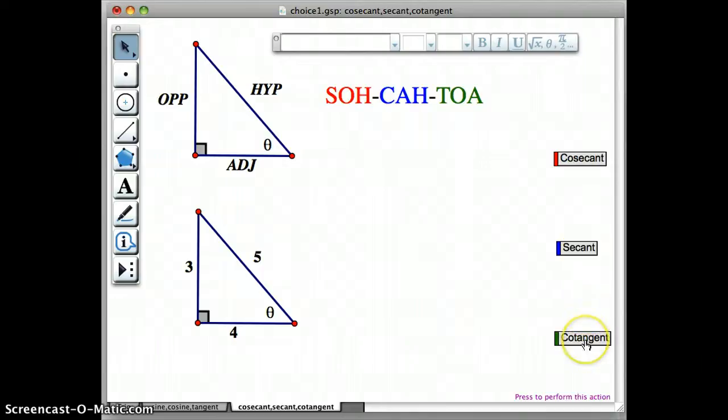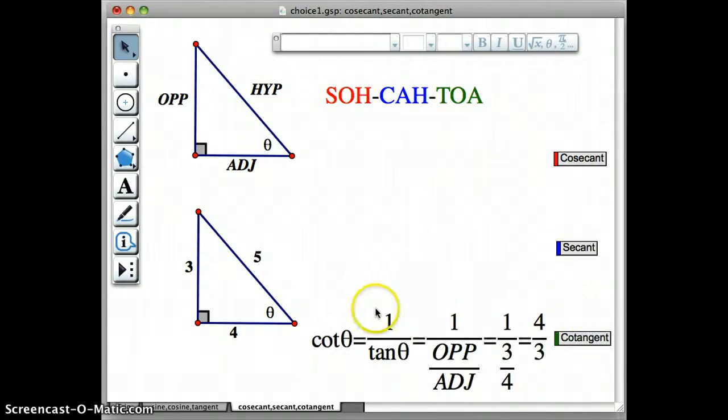And the last function I want to show you today is your cotangent function, which will be the reciprocal function of your tangent function. The cotangent of theta, or your angle, is equal to 1 over your tangent of theta, which will be equal to 1 over the opposite side of the triangle divided by your adjacent side of the triangle. In this example that is 1 divided by 3 divided by 4, because once again 3 is your opposite side and 4 is your adjacent side, which will be equal to 4 over 3.